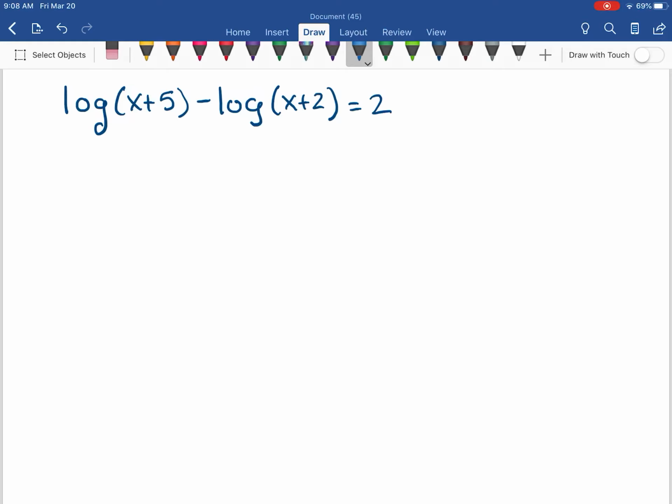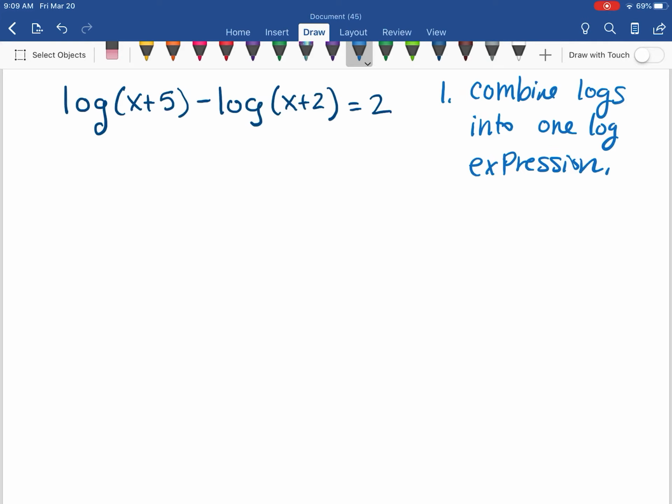In this video, we are going to do an example of a log equation. Now, when we're solving equations with logarithms in it, in general, the steps that you want to take is first, combine logs into one log expression. And you're going to do that using your properties of logarithms.